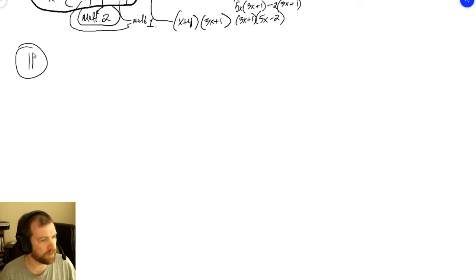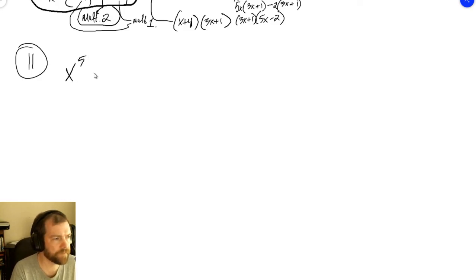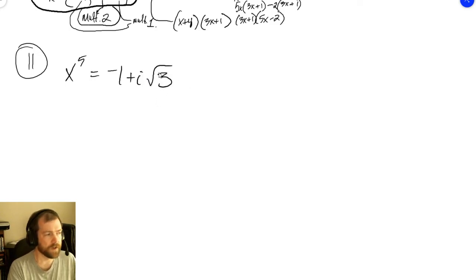All right, 11. Find all complex roots of this polynomial. This is a complex valued polynomial. It is no longer a real valued polynomial. So you're not able to just say, oh, take the fifth root and be done with it.